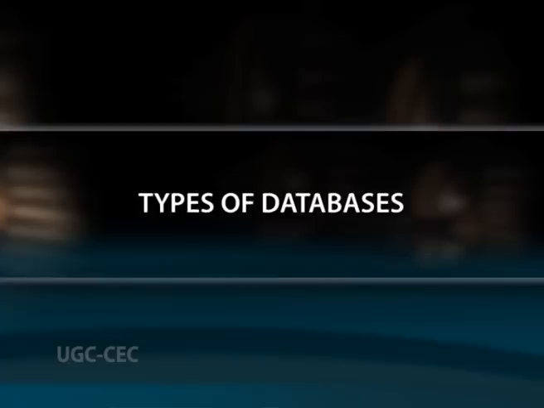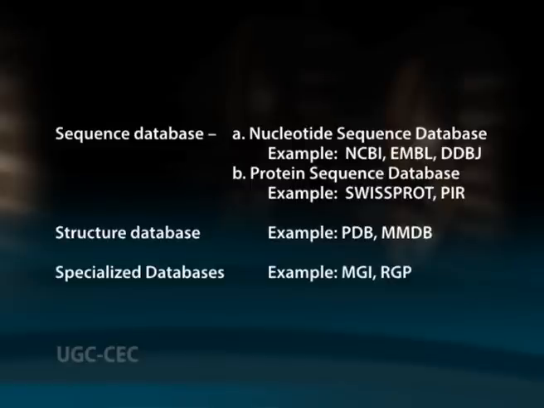Types of databases. There are different types of databases based on the information they store. Biological databases can be broadly classified into three groups: sequence databases, structural databases and specialized databases. Sequence databases include nucleotide sequence databases, for example NCBI, EMBL, DDBJ, and protein sequence databases, for example SwissProt, PIR. Structure databases, for example PDB, MMDB. Specialized databases, for example MGI, RGP.